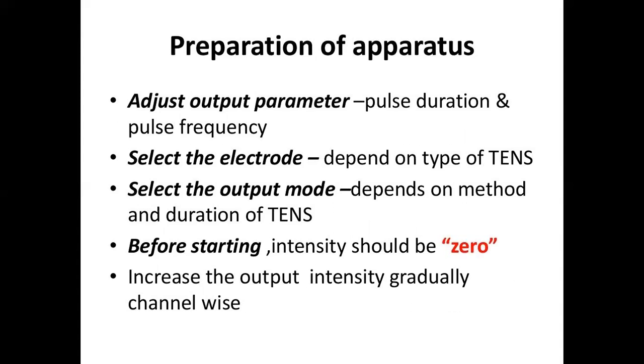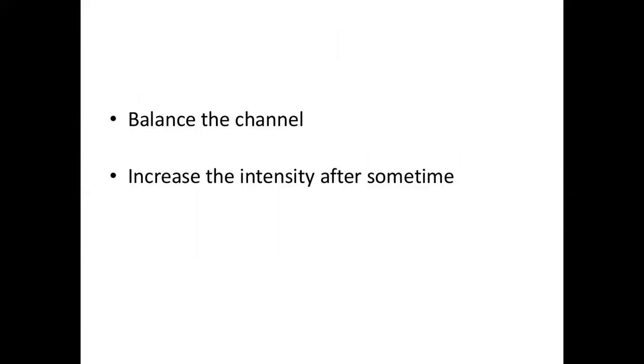Preparation of the apparatus. Adjust the output parameters, pulse duration, and pulse frequency. Select the electrode depending on the type of lens, and select the output mode depending on the method and duration of the treatment. Before starting, intensity should be zero. Increase the output intensity gradually, channel-wise. Balance the channels, and increase the intensity afterwards, after some time.